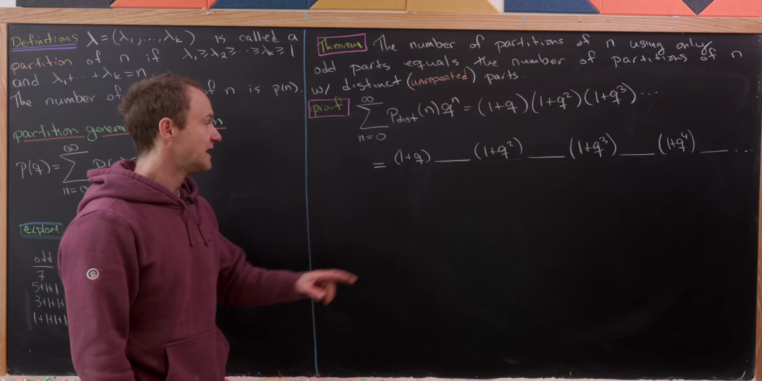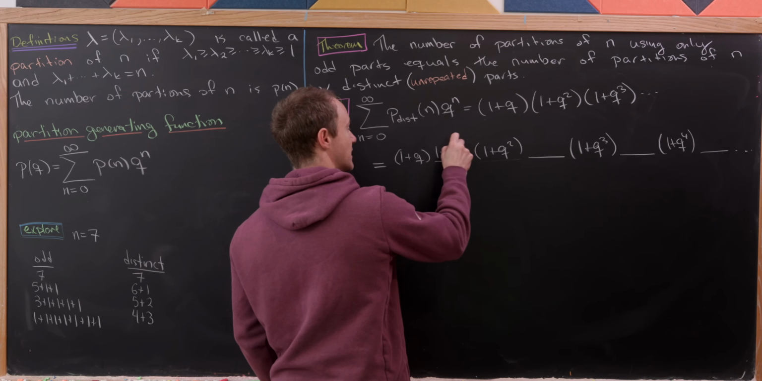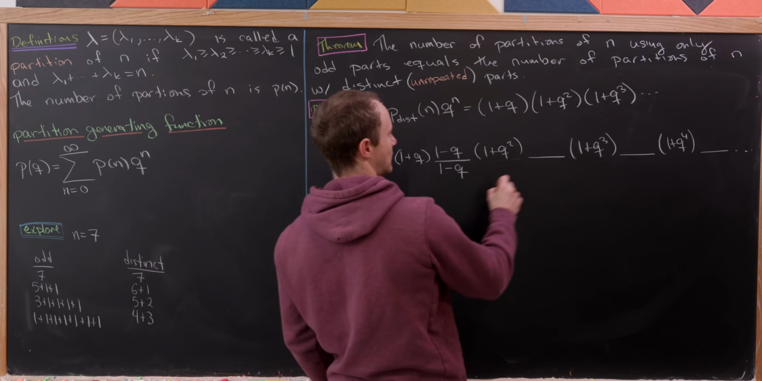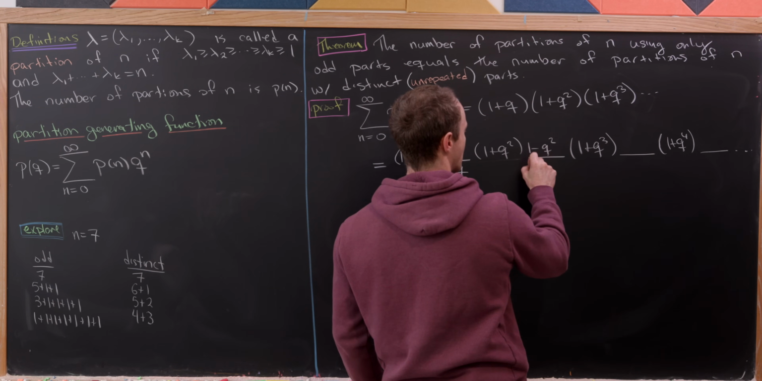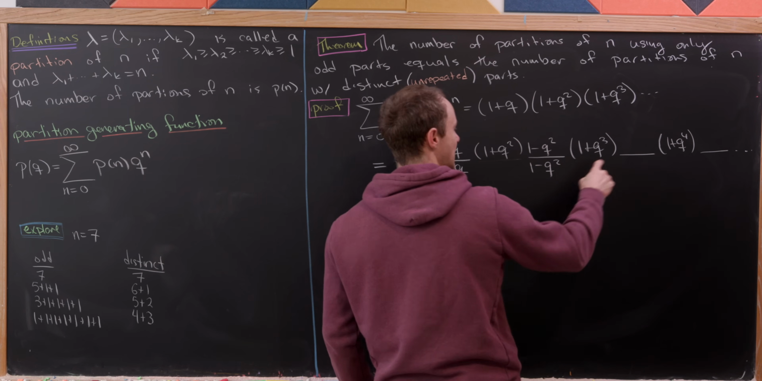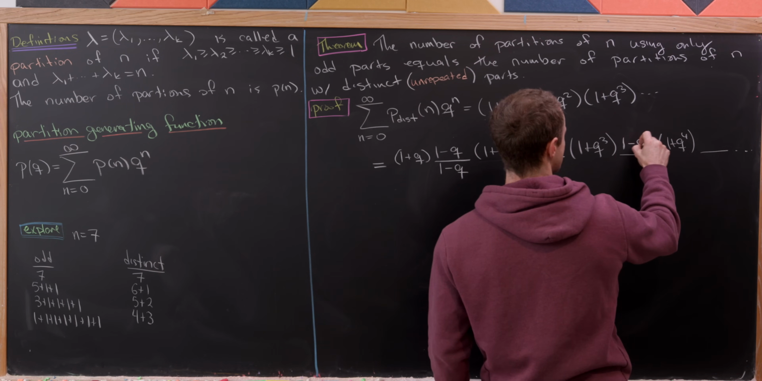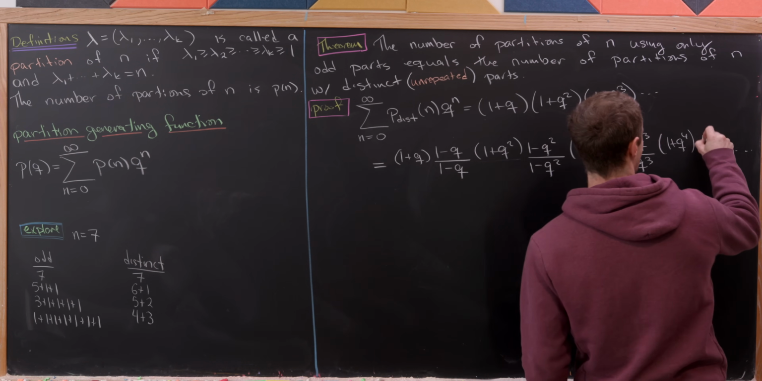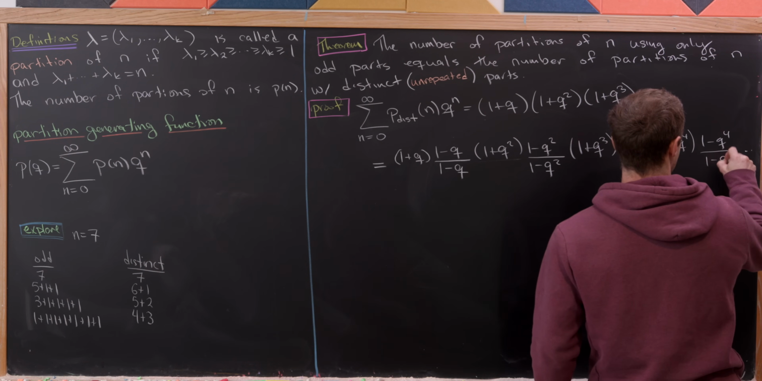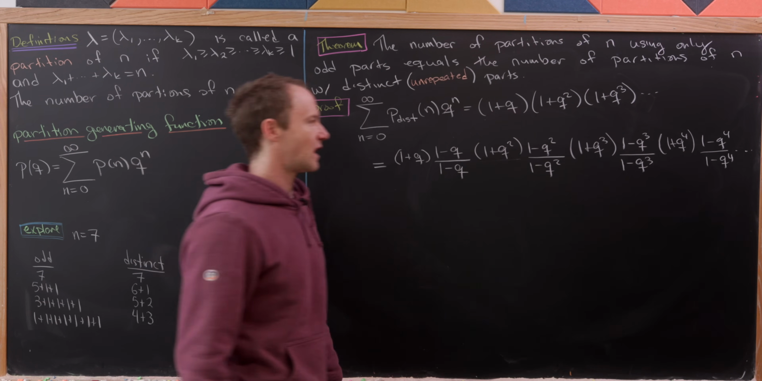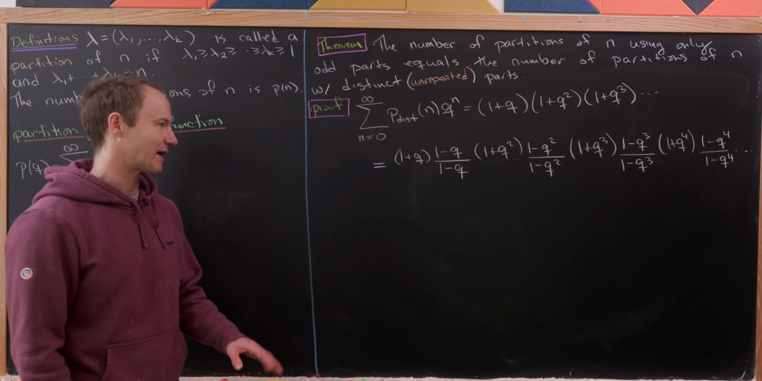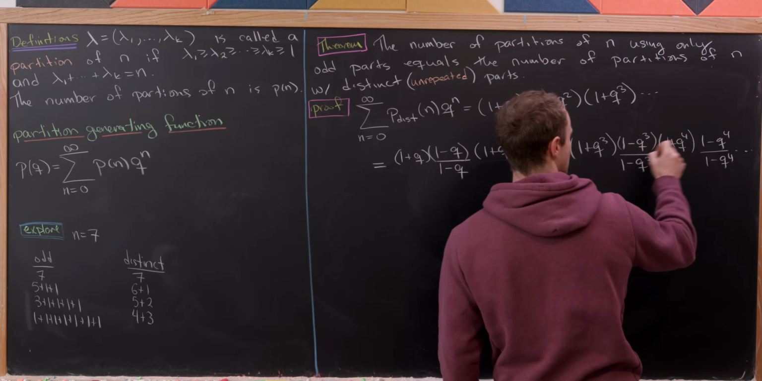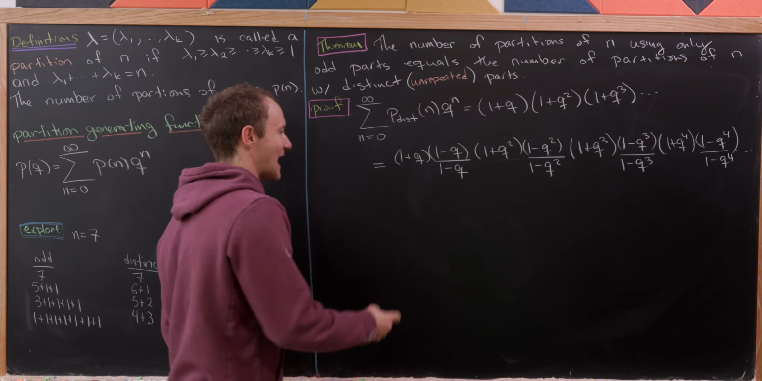But now I'll multiply here by 1 minus q over 1 minus q. Here I'll multiply by 1 minus q squared over 1 minus q squared. Here I'll multiply 1 minus q cubed over 1 minus q cubed. And then here I'll multiply 1 minus q to the fourth over 1 minus q to the fourth. And then I'll keep going with that kind of pattern. Let's put parentheses up here in the numerator just so it's clear what's going on. Okay, so now let's make that product.